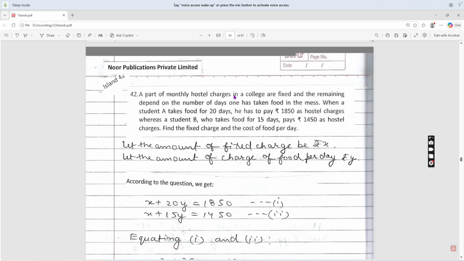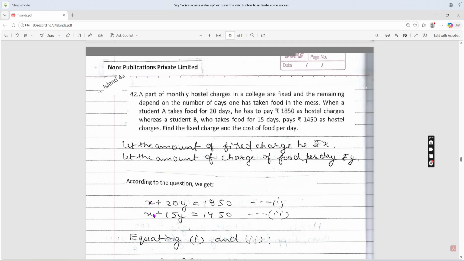A part of the monthly hostel charges in a college are fixed and the remaining depend on the number of days one has taken food in the mess. When student A takes food for 20 days, he has to pay rupees 1850 as hostel charges, whereas student B who takes food for 15 days pays rupees 1450 as hostel charges. Find the fixed charges and the cost of food per day. Very simple. It is just like a taxi fare only.